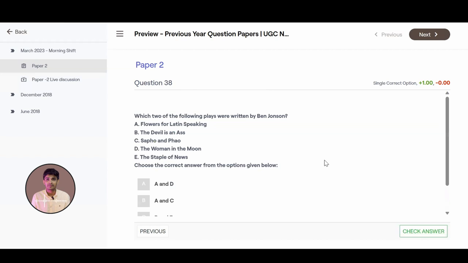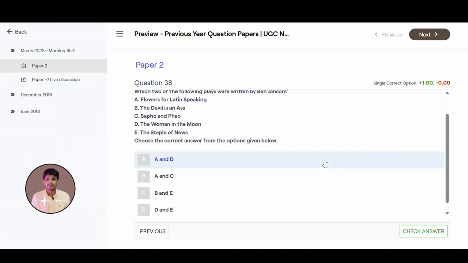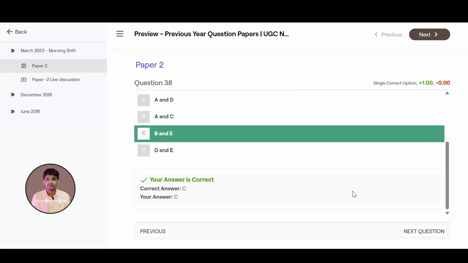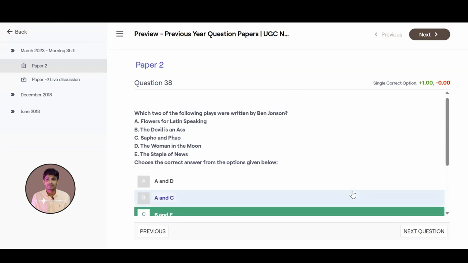Which of the following plays were written by Ben Jonson? Flowers of Latin Speaking, The Devil is an Ass, Sappho and Foe, The Women in the Moon, The Staple of News. Can you come up with an answer? Let's try C. Yes, The Devil is an Ass. It's a comedy play written by Ben Jonson and it was first performed in 1660. The Staple of News is again a satirical play by Jonson, first performed in 1628. These two are the plays by Ben Jonson. Ben Jonson also wrote plays like Volpone and others.